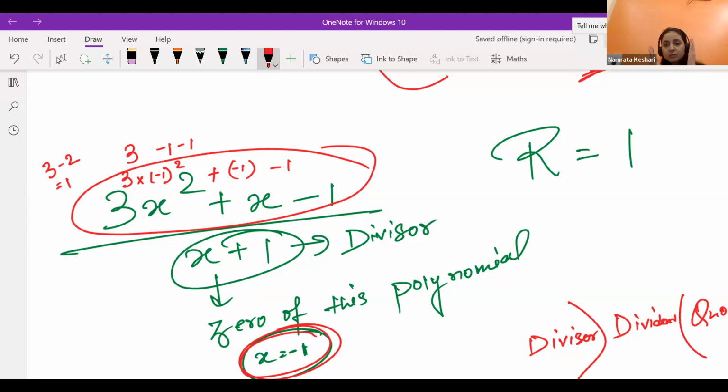If this much of a statement is making sense to you, yes, ma'am, then we will be able to discuss the factor theorem. Yes. I understood this one, but not that.